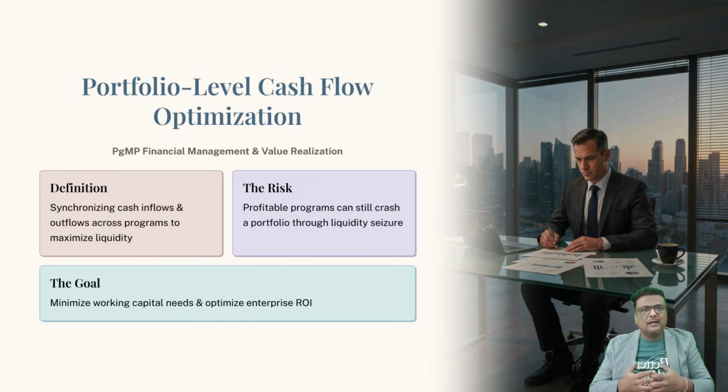The company had to take out an emergency high-interest bank loan just to keep the lights on. That is what happens when program financials aren't synchronized with portfolio cash flow. Don't worry, we'll take it slow as we unpack how liquidity works across multi-component portfolios.